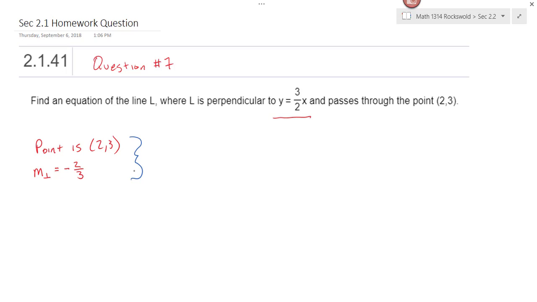Which formula do you prefer? y equals mx plus b? Okay, so let's start with y equals mx plus b. What am I going to plug in place of y? What do I plug in place of m? What do I plug in place of x? And then I need to solve this equation for b.